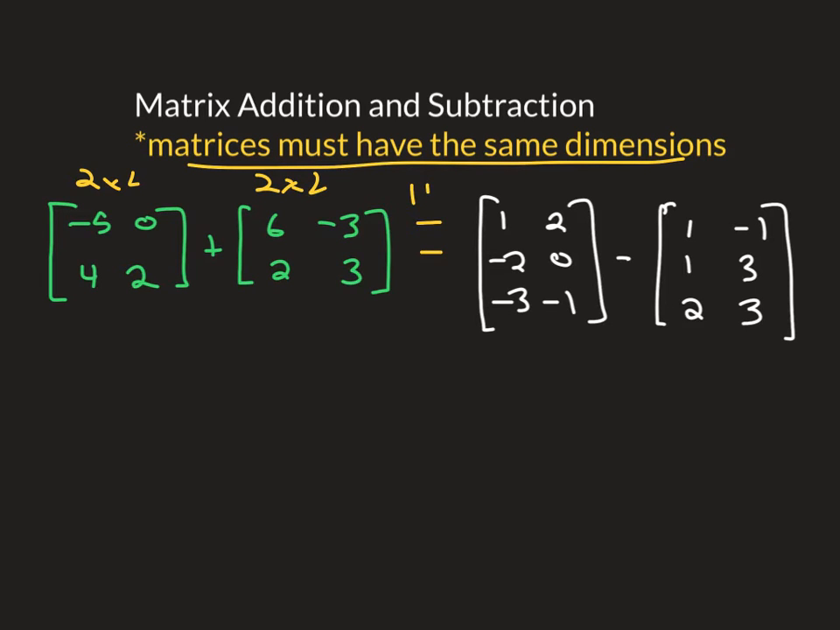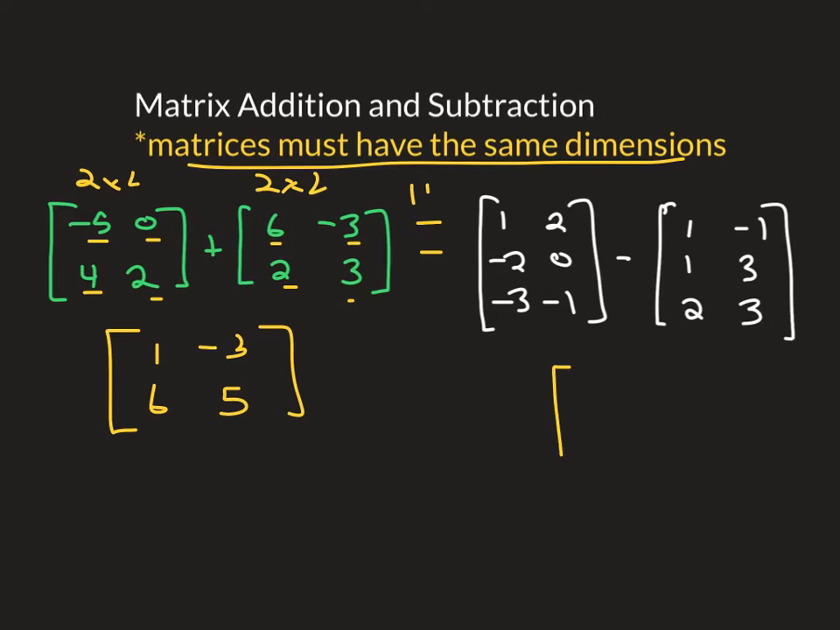All right, so if you add them, all you do is you add straight across. Like you add those two numbers, you get 1. You add those two numbers, you get -3. You add these two entries, you get 6. You add those two entries, you get 5. And that's adding matrices. That's all there is to it. That's why they have to have the exact same dimensions, same size, so that you can do that.